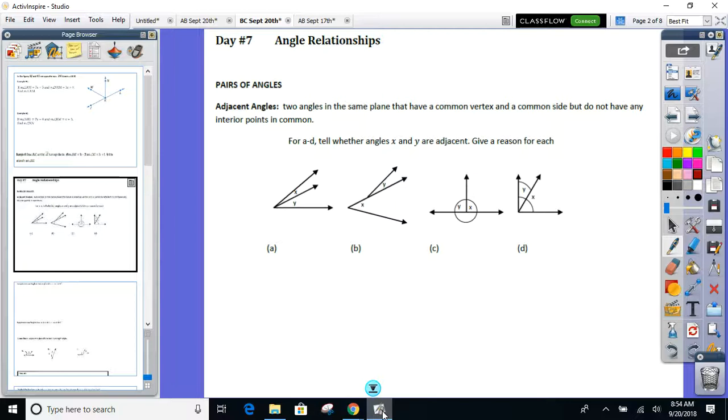Ready? Put an interior point right now somewhere in angle X. Is that point also in angle Y? Can you have a point that's in both? Is it possible? If it's not possible, then yes, these are adjacent angles, because they share a ray.